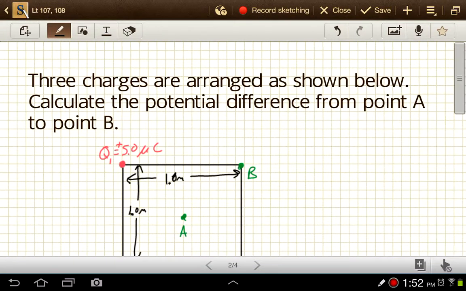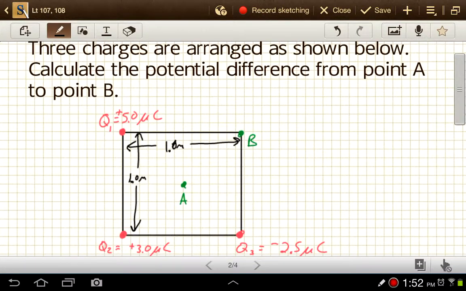Okay, so we've got three charges here that we're interested in. We want to find the potential difference from point A to point B. So the potential difference is just the electric potential of each of these points, and we'll do a subtraction. And if we want the difference from point A to point B, we're just going to do delta V is equal to VB minus VA.